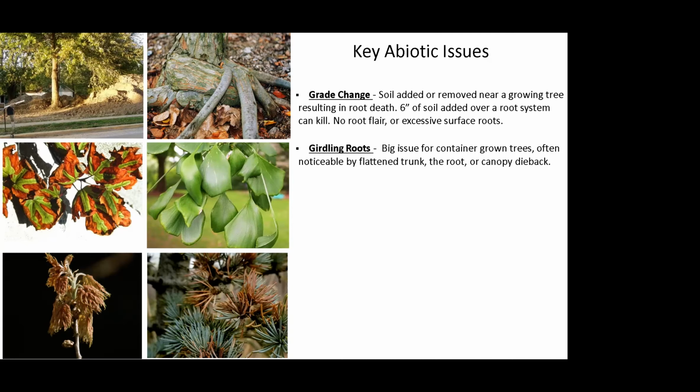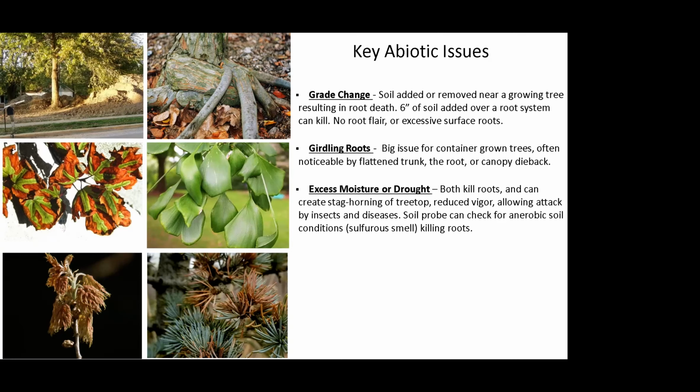And it might require you to do a little digging right beneath the surface to discover those roots. This one is so obvious you can't miss it. Then you've got excessive moisture or drought. Both can kill roots, and you can end up with staghorning at the top of the tree. So you look at a tree and you see the branches at the top dead. You may see leaves that look like this, or you may see standing water. All of those things are things you can sort out.